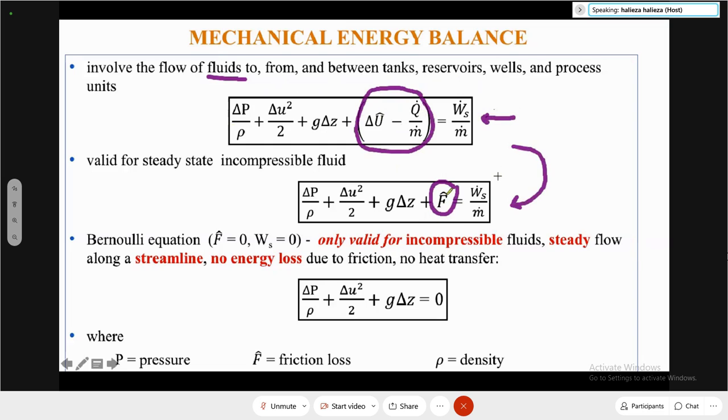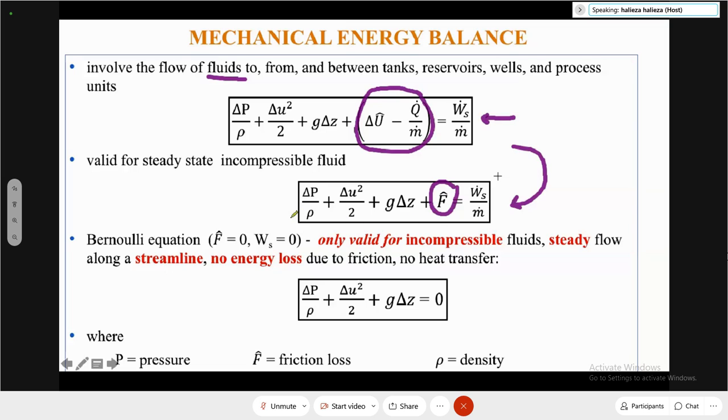The F with the cap is the friction loss. The friction loss can only be obtained experimentally, so it should be given in the question, and normally it's assumed zero. Friction loss is due to the friction of the fluid with the pipe wall. Okay, so that's friction loss.